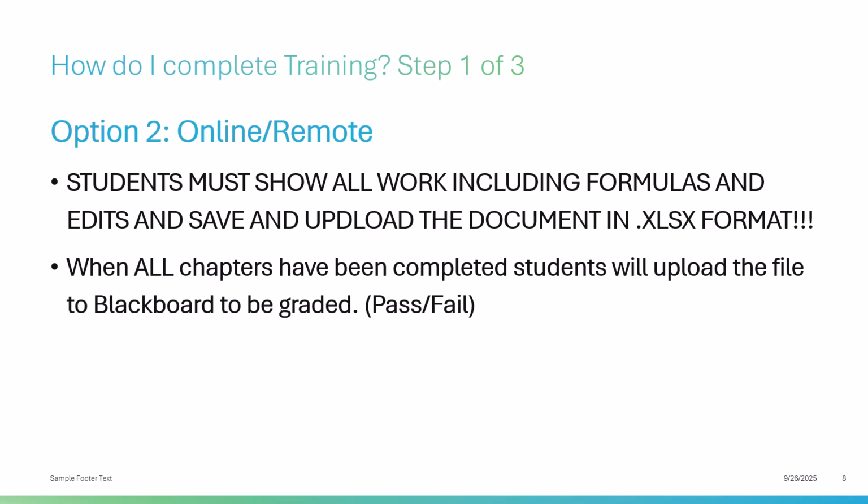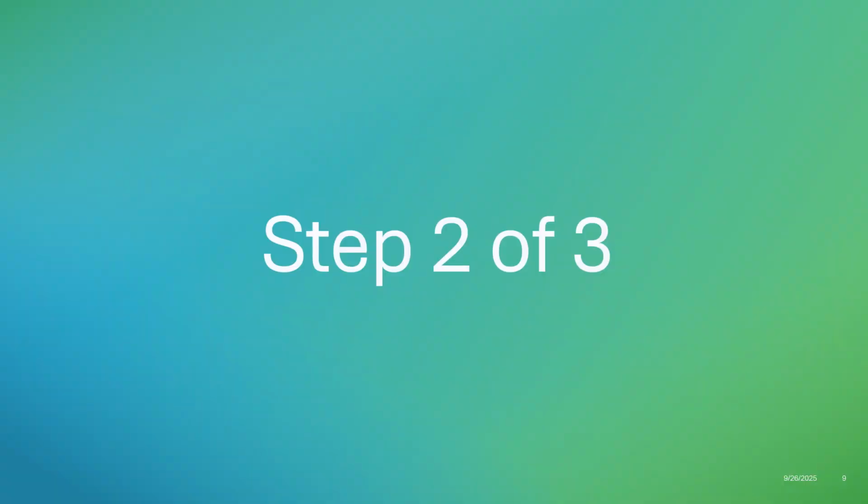When all chapters have been completed, students must upload the file to Blackboard for review. A GBFI representative will review the document and issue a pass-fail grade for the training portion of the program. Please allow up to 5 business days for a GBFI rep to check your work. Once the file has been completed and accepted, the student will receive an email notification with instructions to move to step 2 of the program.